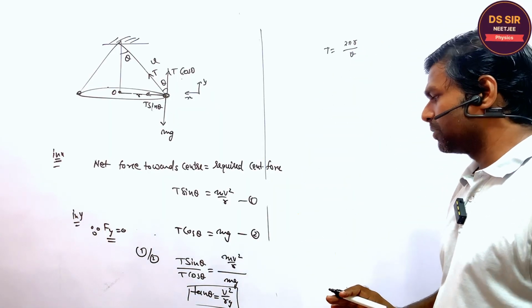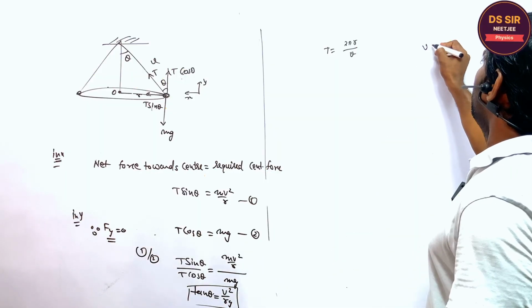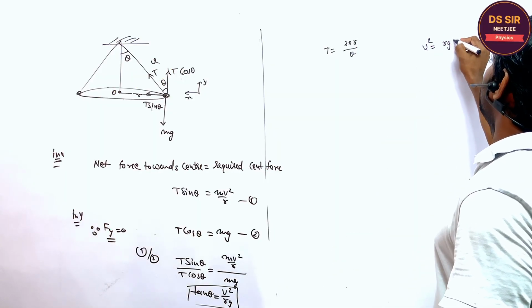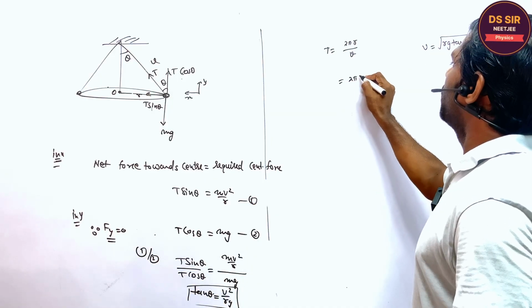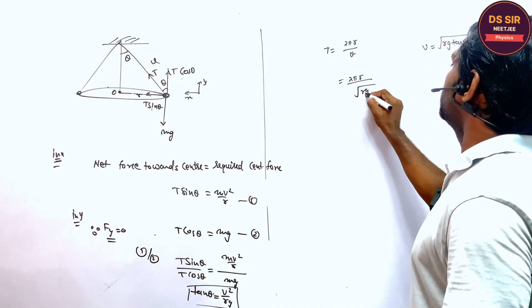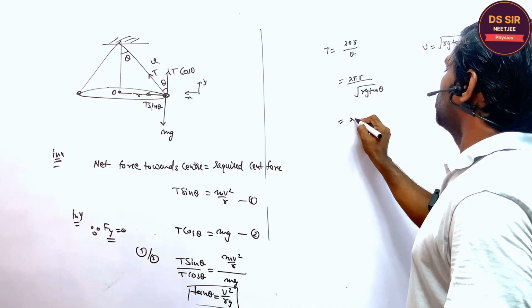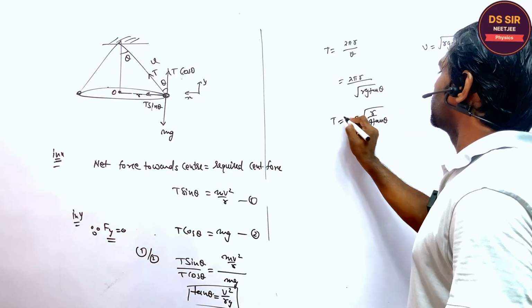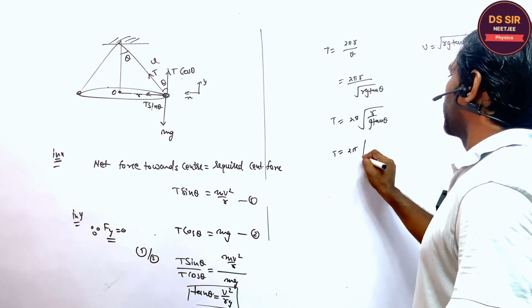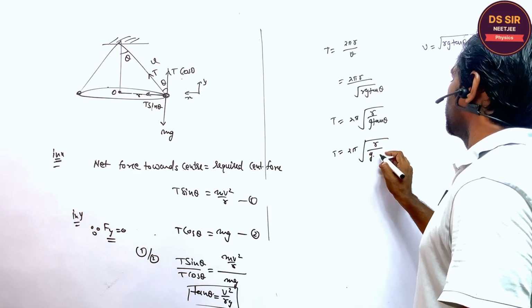Is it clear or not? From here, v is equal to root rg tan theta, and the speed may be written as this. So T is 2 pi r upon root rg tan theta, and this is equal to 2 pi root r upon g tan theta. It is right. This is the time period, 2 pi root r upon g tan theta.